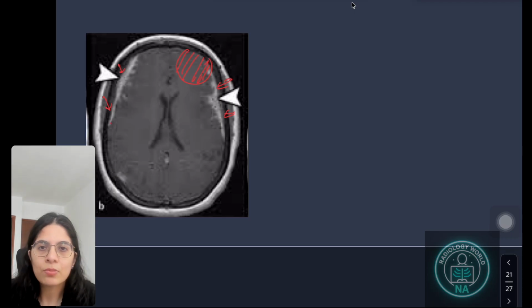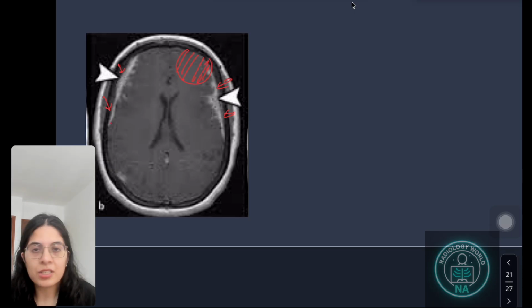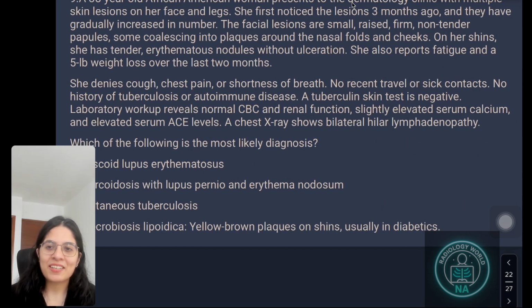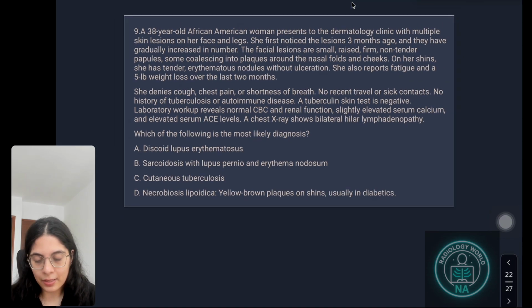But this is not going to be tested on your NEET exam. So that is why I have not included such cases. These are rare and atypical cases. But what they can basically test you is that there is some sort of pachymeningeal involvement, in meningitis, which can be tested, and that is why I have included this particular slide.